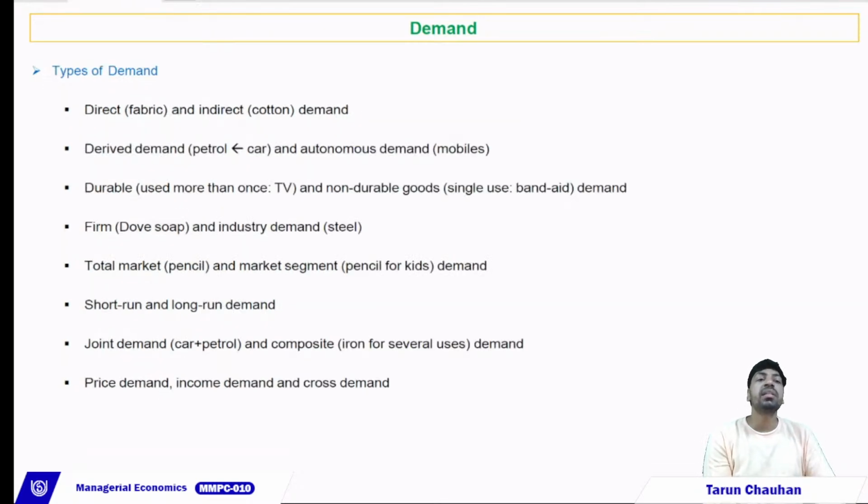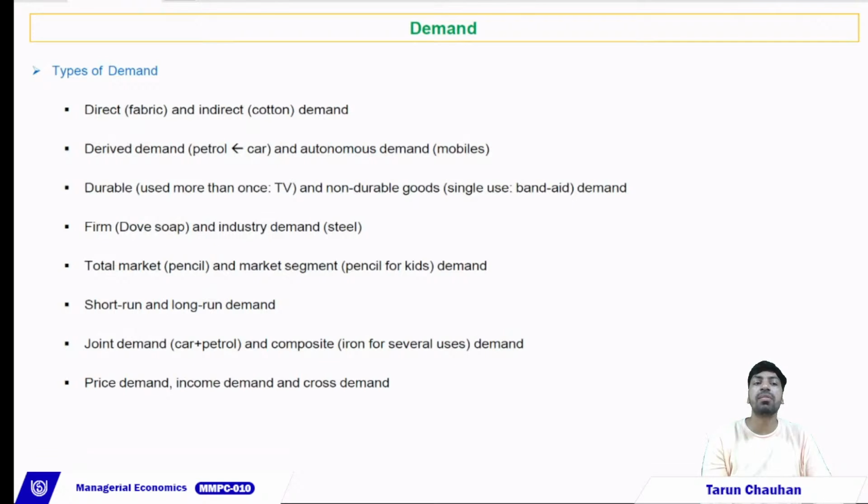Next one is type of demand. The first one is direct demand, where the particular consumer consumes a final product. Indirect demand is where the consumer isn't able to consume a final product, or is unable to pay a specified price during that particular time, so that's why it's indirect demand. That is cotton, fabric. So these are the examples of direct and indirect demand.